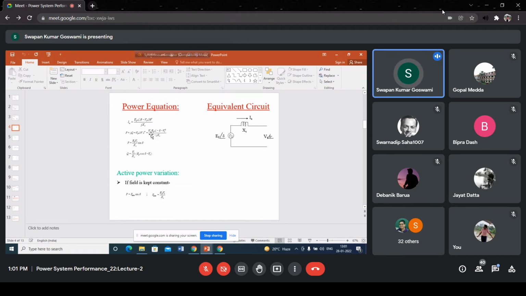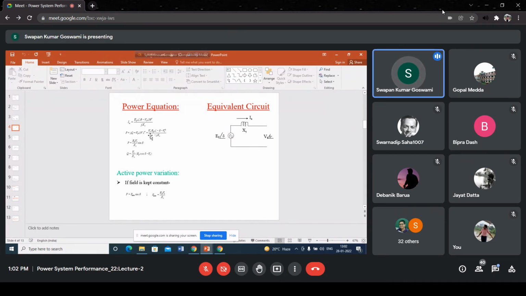So it is Vt EF at an angle of minus delta, because when you take the conjugate, delta is becoming negative here. Jxs will be minus jXs, and Vt at an angle of 0, its conjugate is Vt only, so Vt square. So P plus jQ becomes Vt EF at an angle of minus delta minus Vt square, divided by minus jXs. Okay.